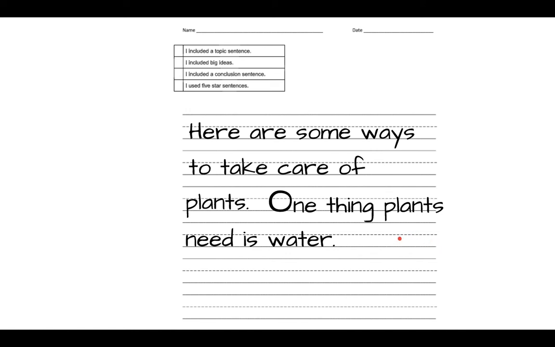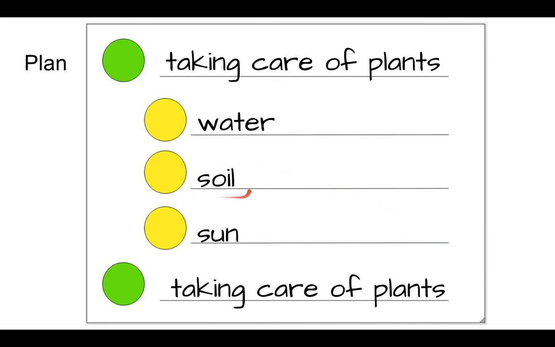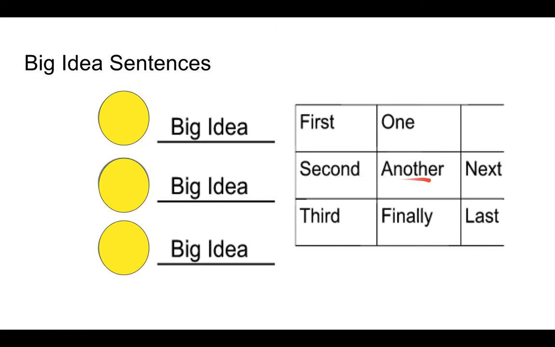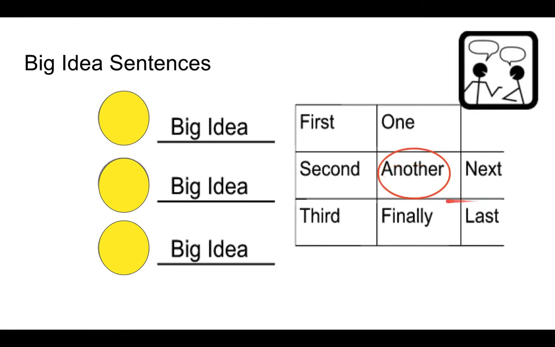So now that I have that and I've ended it with a period, it's a full sentence, then I can move on to my next big idea. My next big idea on my planner was soil. So again, I'm going to go back to the front. I'm going to choose a transition word to start my sentence with. This time I'm going to go with another. So I have to talk it out first. And I am going to have my sentence be, another thing they need is soil.